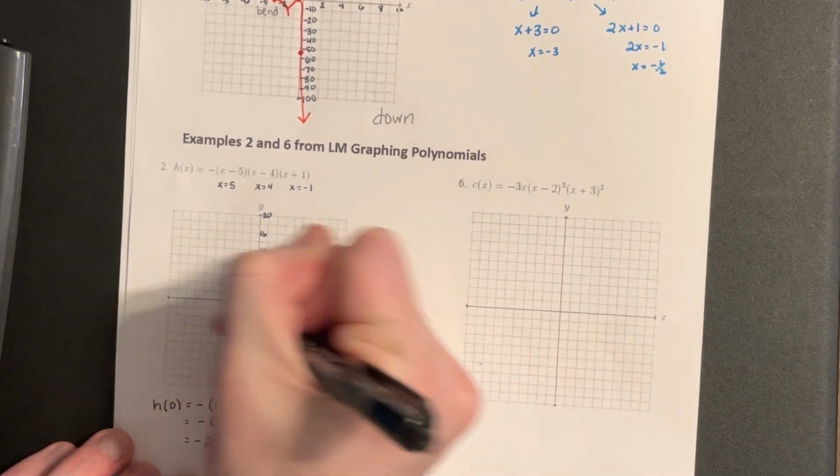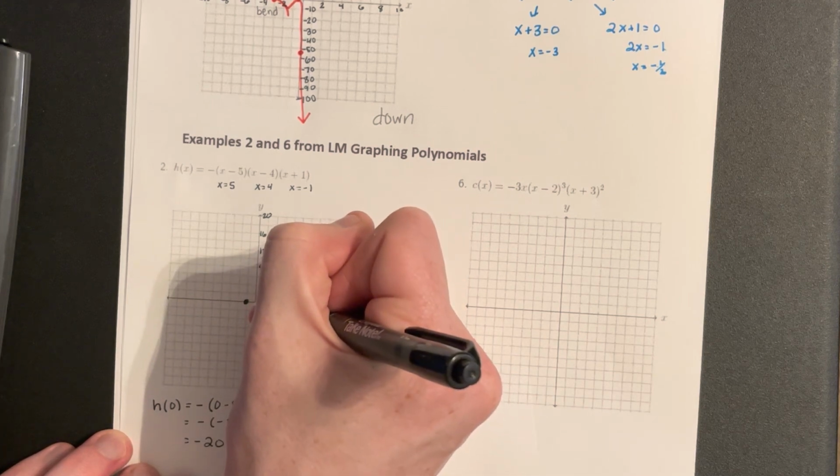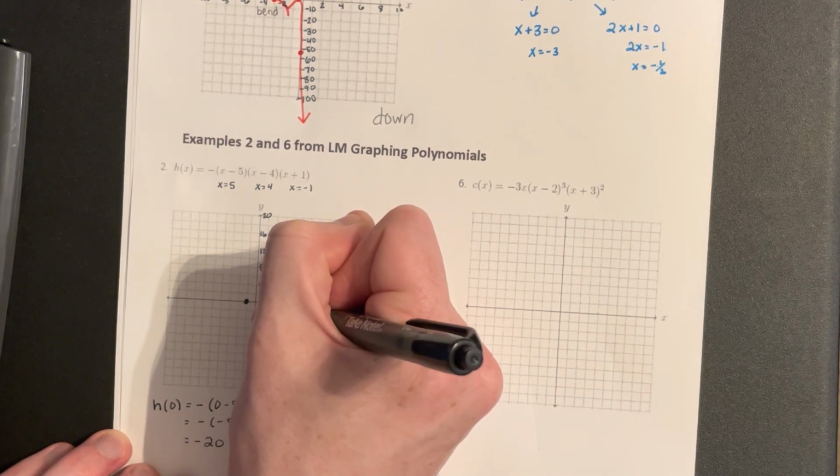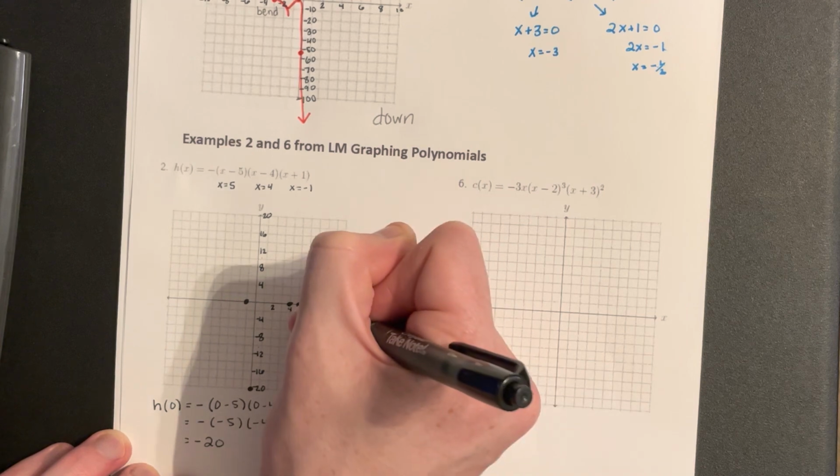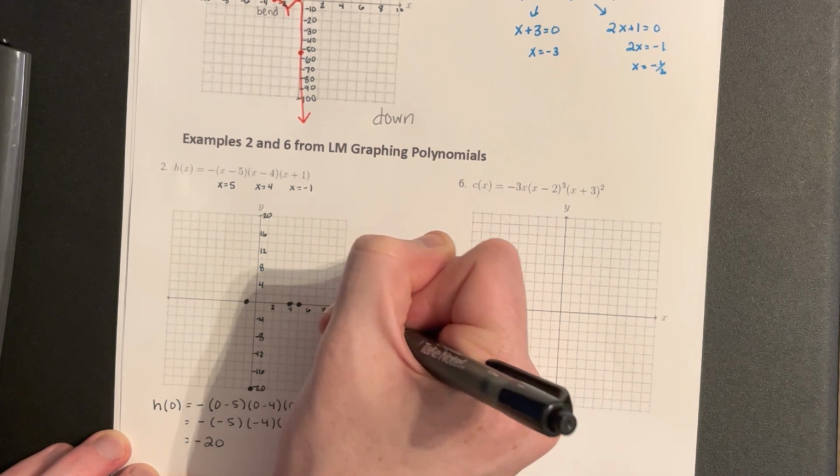All right, these are counting by ones, so you could put in 2, 4, 6, 8, but you would count 1, 2, 3, 4, 5, 6, 7, 8, 9, 10.